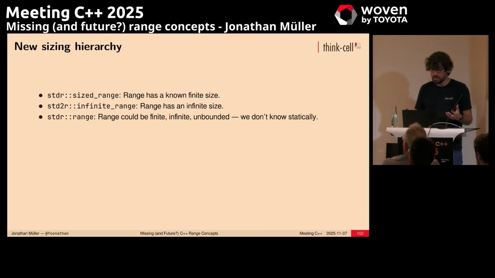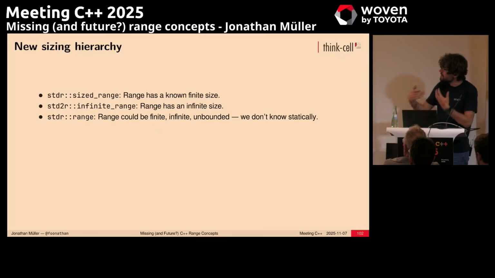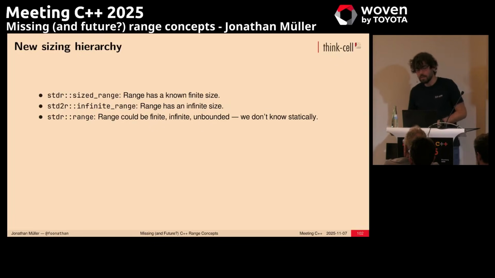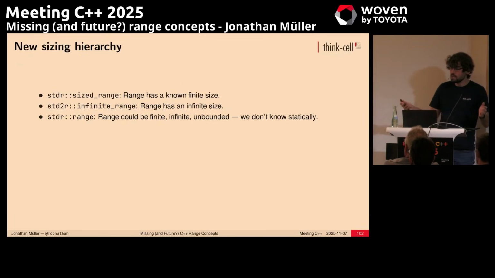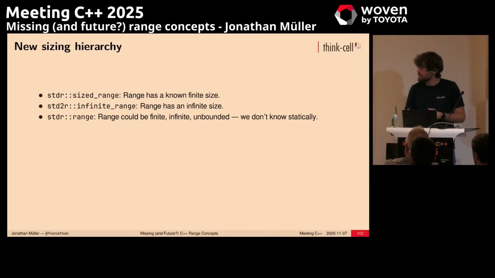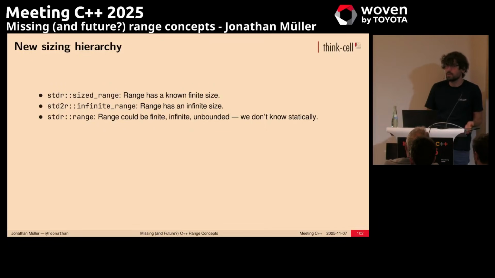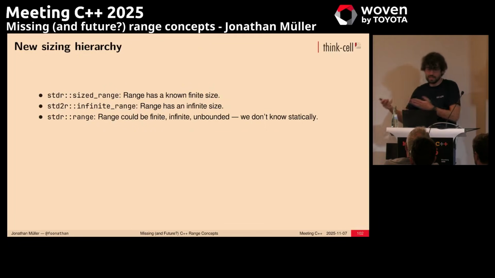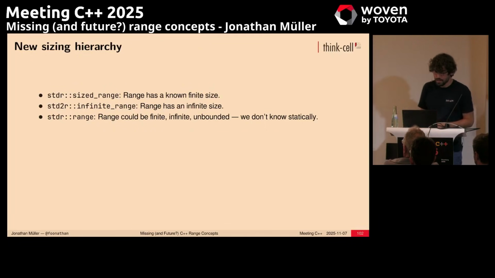And so if we figure all this out, we will end up with a new sizing hierarchy. We've got the sized ranges, which are ranges that have a known finite size. We've got infinite ranges that are known to have an infinite size. And if you just have a regular range, it could be any of them, and we don't know statically. But crucially, because we will introduce unbounded ranges, we will just make iota view work. I mean, it still works, it's just that the standard says you're not technically allowed to do that.